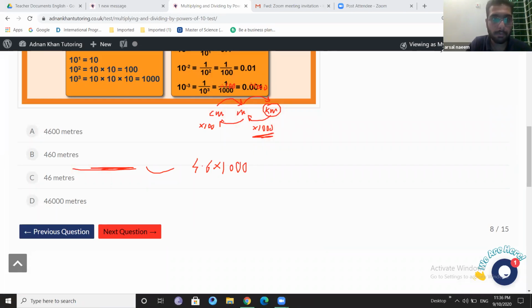Elena, you can answer the question now. I couldn't unmute myself. That's why I couldn't see the answer. But I got A, 4,100. Yeah. Very nice. So it's being multiplied. We have to move to the right. So 4600 is the right answer. This point moves 3 times to the right, which will give us 4600 meters.